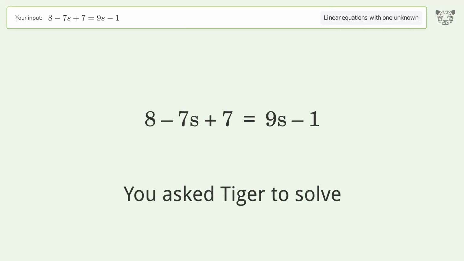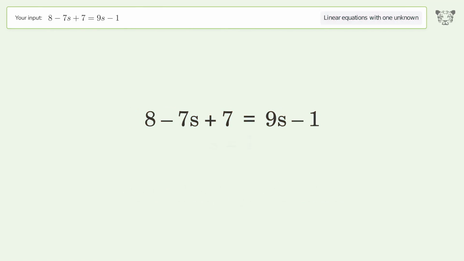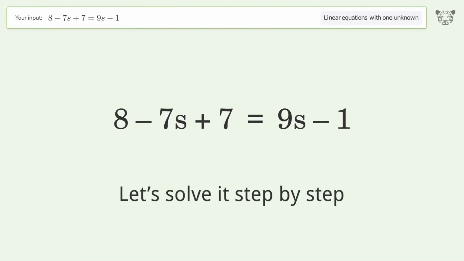You ask Tiger to solve. This deals with linear equations with one unknown. The final result is s equals 1. Let's solve it step by step.